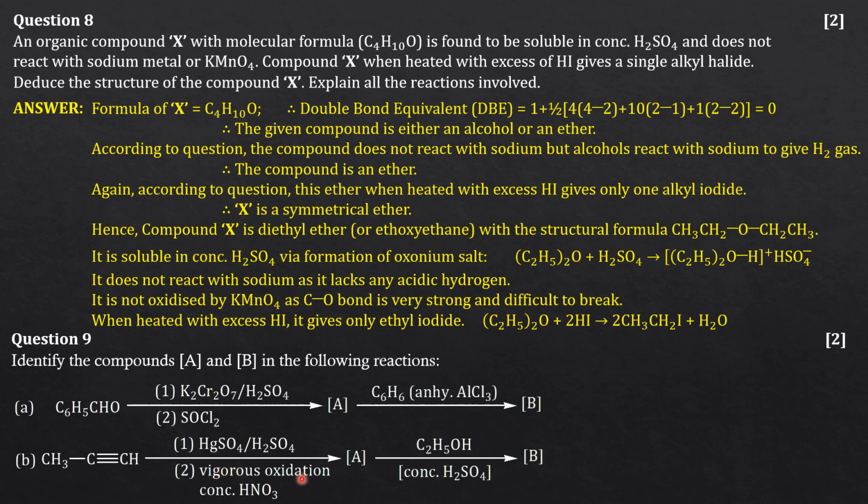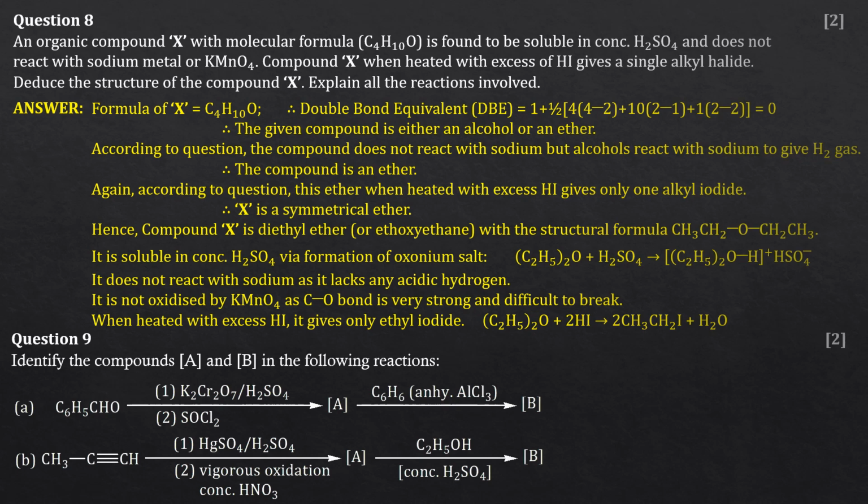Because here vigorous oxidation is written. First acetic acid and formic acid will be formed. That formic acid on vigorous oxidation with HNO3 will be further oxidized to carbon dioxide, and that will escape from the medium. So the product which is left is only acetic acid. And acetic acid with ethanol undergoes esterification reaction. Concentrated H2SO4 acts as the catalyst to give you the ester ethyl acetate.